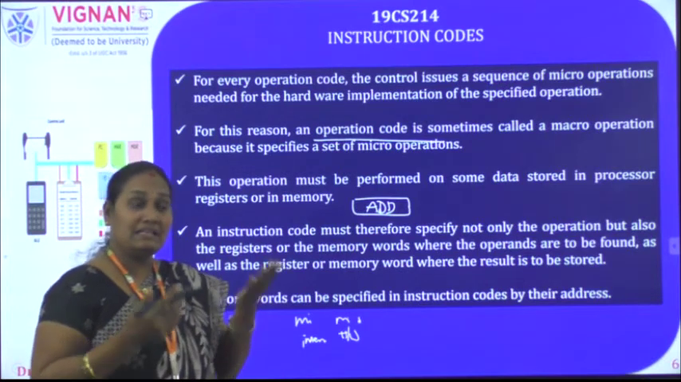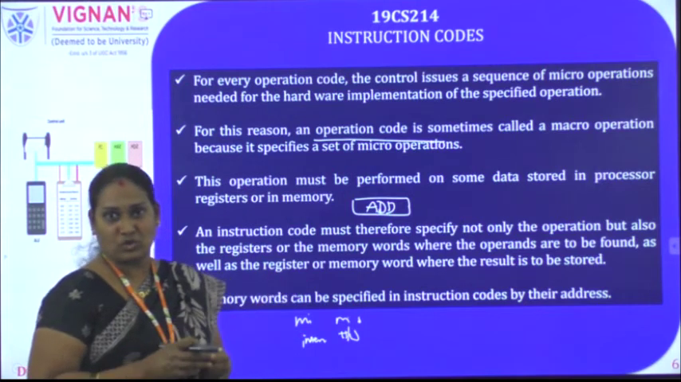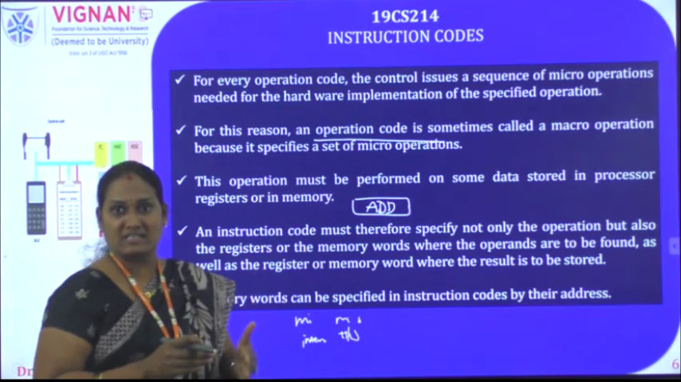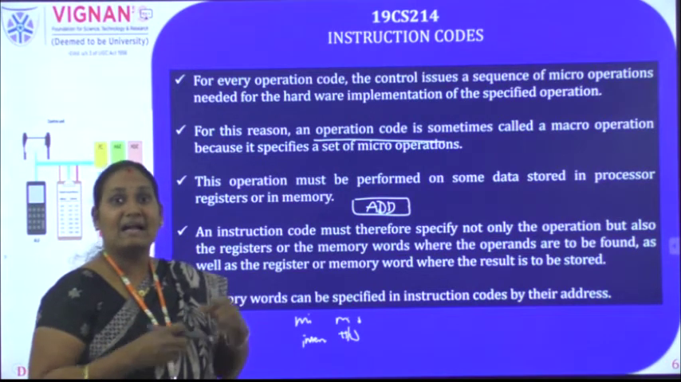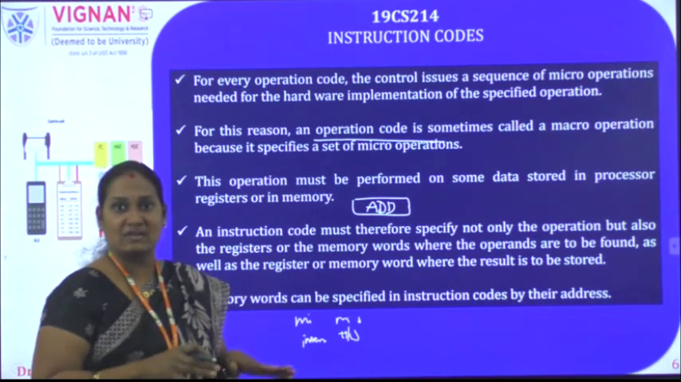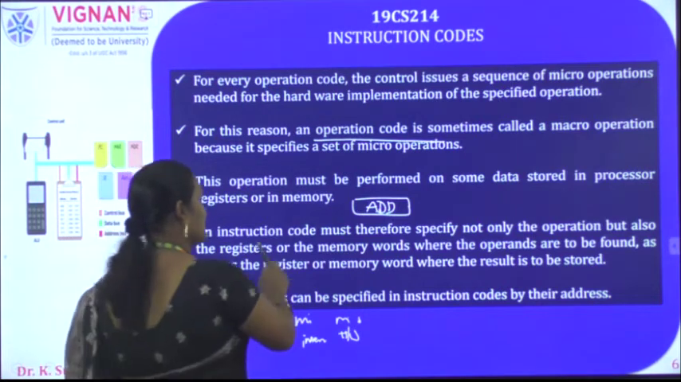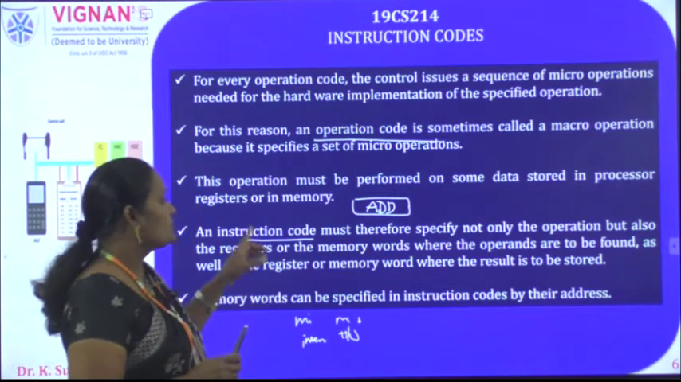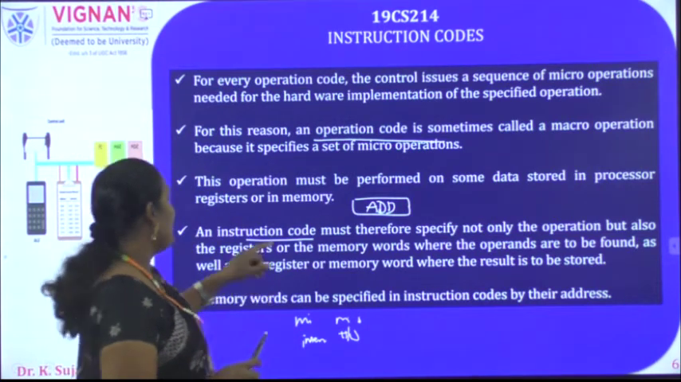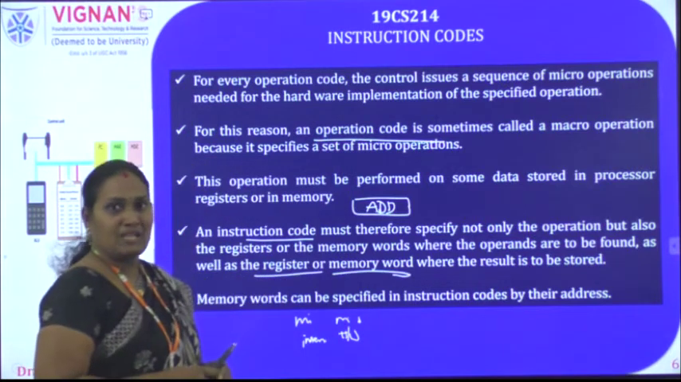So in internal registers, in which registers are 10 and 15 stored, or in which memory locations are 10 and 15 stored? I need to specify the addresses of those registers or memory locations. So not only the operation code, the instruction code should also represent the addresses of registers or memory addresses.